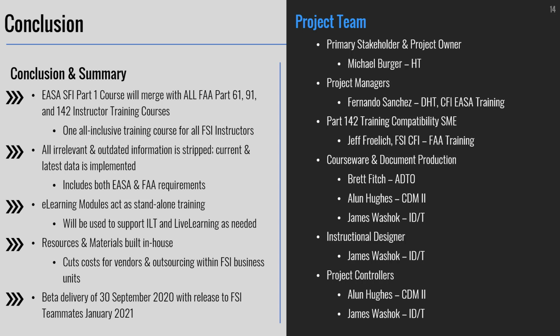With the supporting and supplemental resources being built in-house, Flight Safety does not need to spend extra money on vendors or even moving the materials to another business unit within Flight Safety to develop. And to be honest, teammate training doesn't want any other business unit touching our material. The beta course will be delivered to EASA auditors by the end of September with a planned corporate release of January 2021.